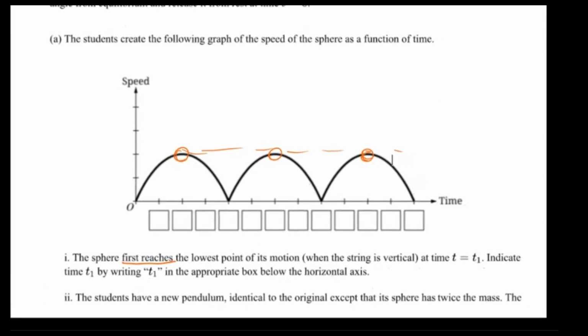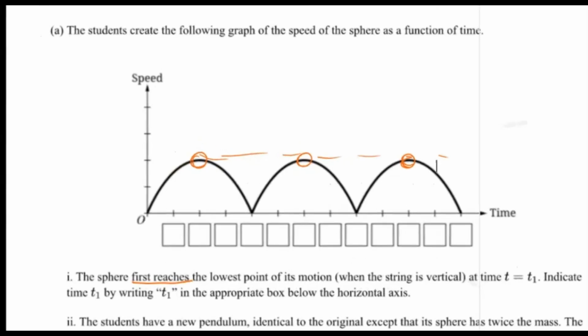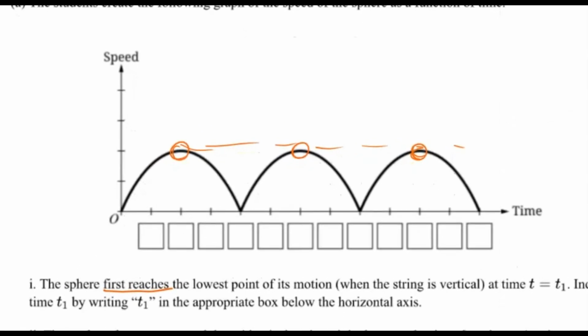And so something you want to know about simple harmonic motion is that when it's at its lowest point, all of its gravitational potential energy is converted to kinetic energy. And when it's at its lowest point, that's also when it's going to be moving the fastest. Alright, so we can see here that when it first reaches the lowest point, that is when it's going the fastest. So here, that lines up with box number 2, and so we can label that t1.